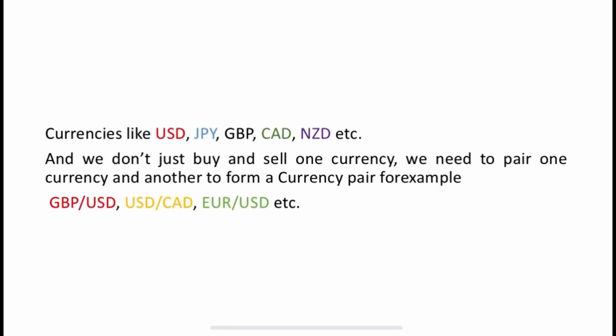So currencies like USD, which stands for the US dollar, Japanese yen, British pound, Canadian dollar, New Zealand dollar, etc. And we don't just buy or sell one currency. We need to pair one currency with another to form a currency pair. For example, the British pound and US dollar, the US dollar and Canadian dollar, the euro and USD. So remember, a currency pair is formed of two currencies, so we pair both of them so we can trade. We can never trade one currency. That's something you should take notice of.